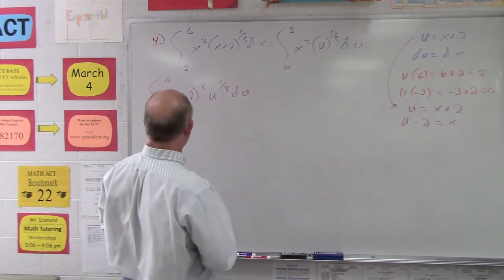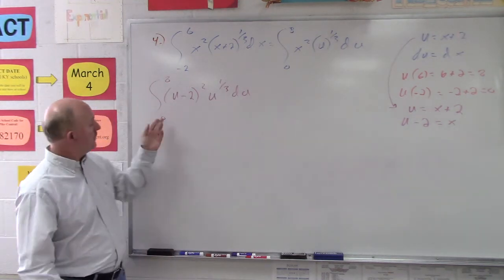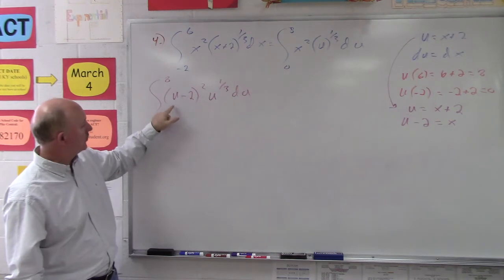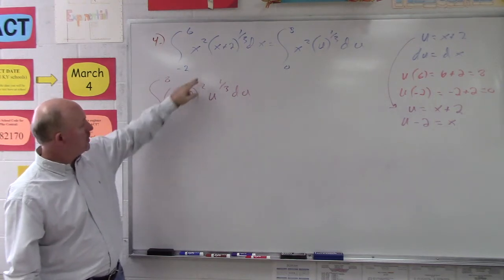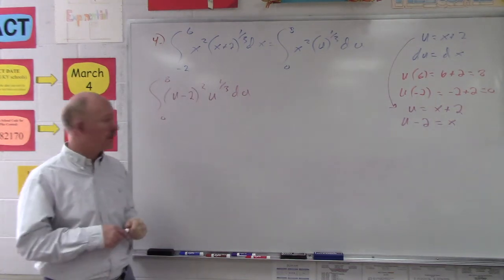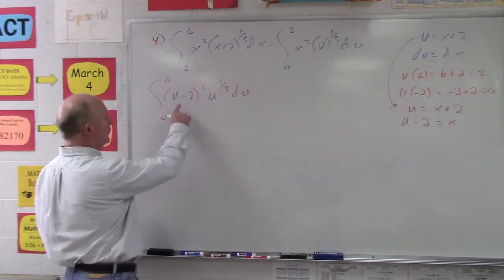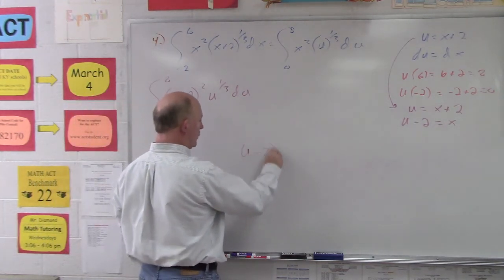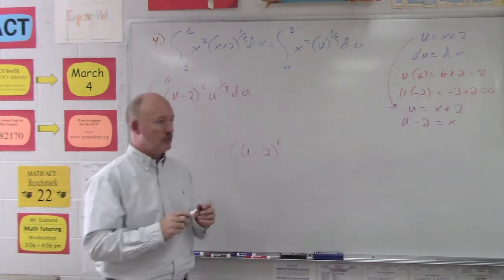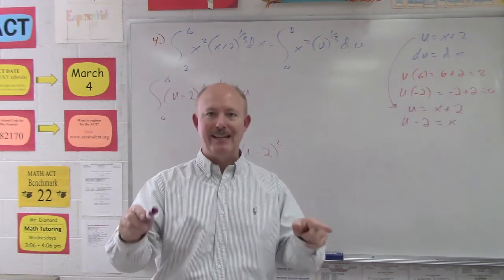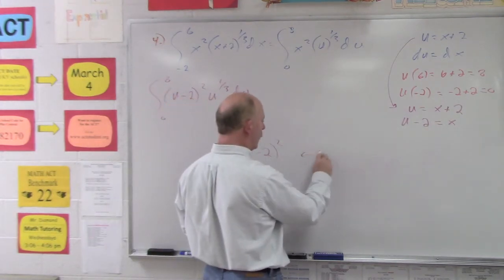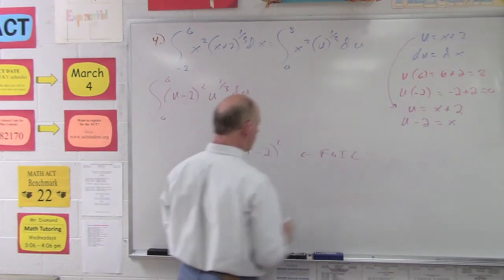Now, in order to find our antiderivative, we're going to have to simplify our integrand here. So you've got u minus 2, a binomial squared, then times u to the 1/3 power. So let's see how this will simplify. First of all, the u minus 2 to the 2nd power. Now I'm going to use a shortcut here to simplify and expand it. If you need to, you can use the full method, but I'm going to use the shortcut.